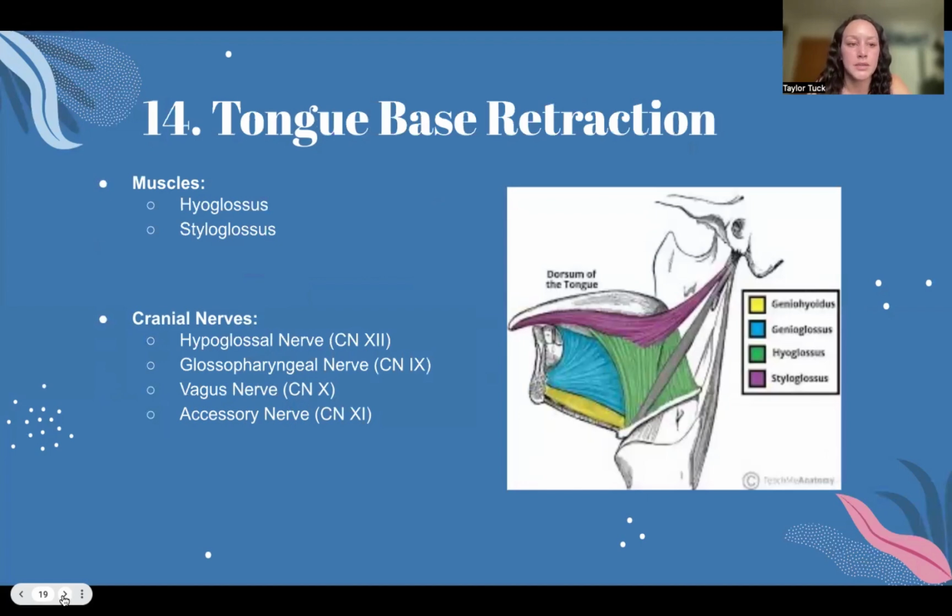Tongue base retraction. The muscles for this are the hyoglossus and the styloglossus. The hypoglossal nerve is responsible for tongue movement, and the glossopharyngeal nerve helps coordinate the tongue movement, as the vagus nerve and the accessory nerve help raise the back of the tongue.